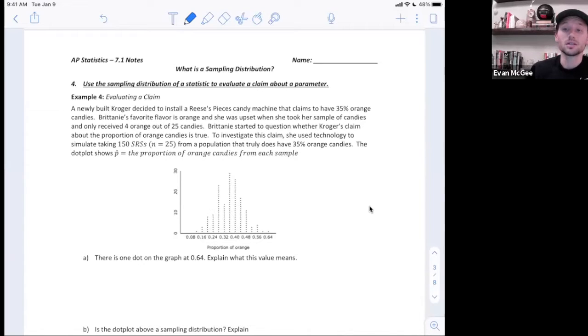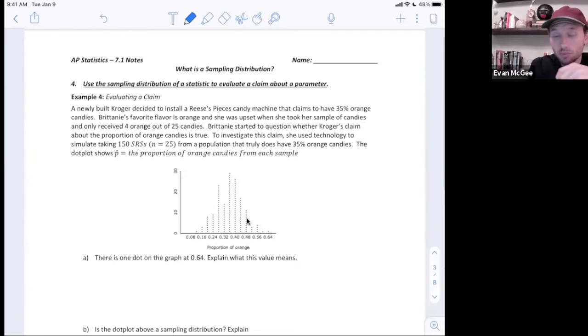To investigate this claim, she used technology to simulate taking 150 simple random samples, size 25, from a population that truly does have 35% orange candies. The dot plot shows p hat, the proportion of orange candies from each sample. So this was a simulated sampling distribution where there are 150 samples represented here, and it plots the proportion of orange candies from each sample that was taken.